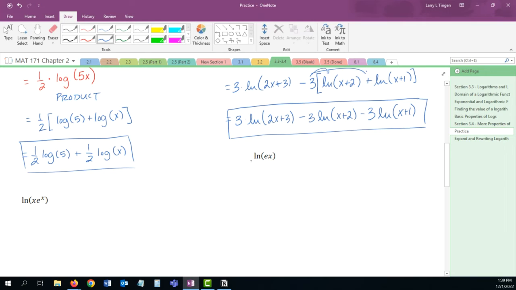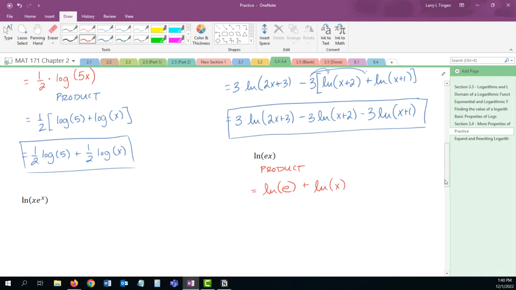All right, so the next, let's come over here and deal with this natural log of e to the x. There's a product on the inside, so that means I have the natural log of e plus, no, you do not need to do that.